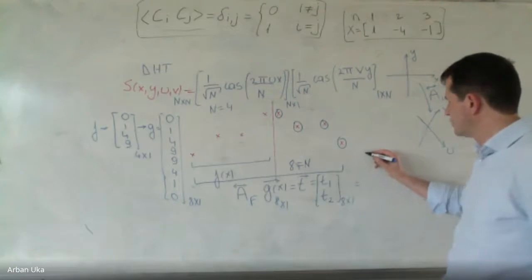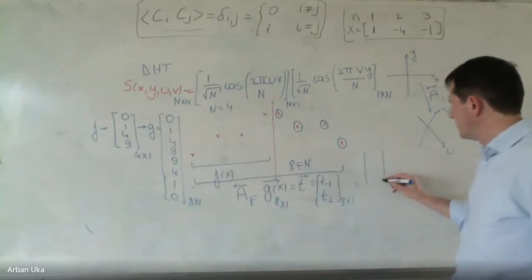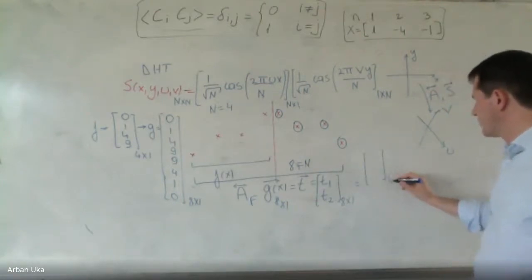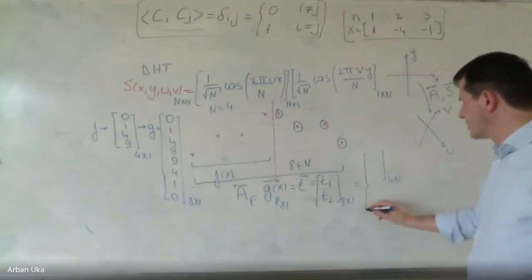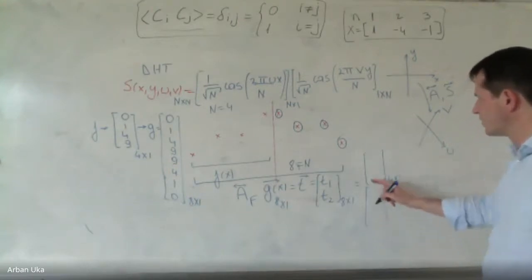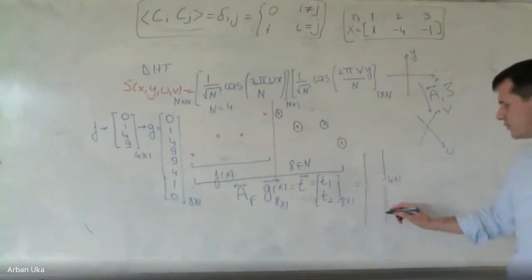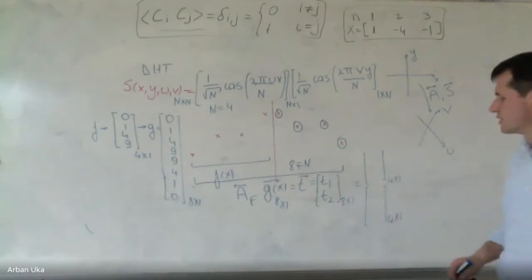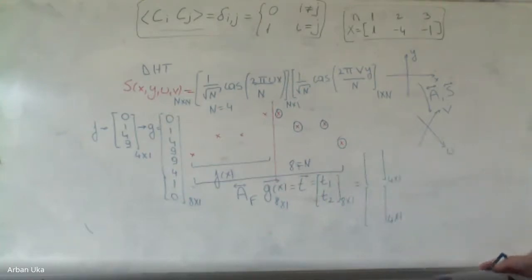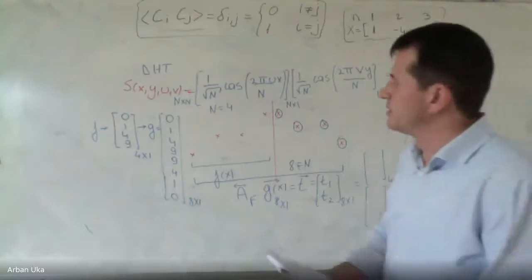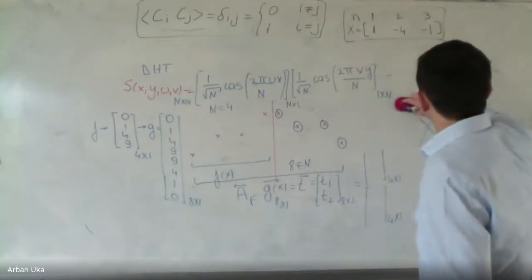And this is equal to, if we write this one, t1 composed of, let's say, 4 by 1, and this is the bottom half. So t1 is the top half of this transform. This is also 4 by 1. t1 is on top, t2 is on the bottom. But this is not all. There is also a little trick.